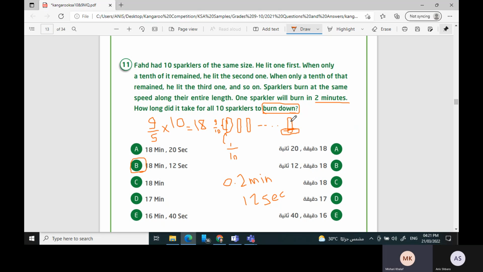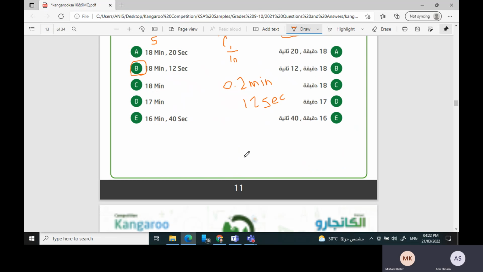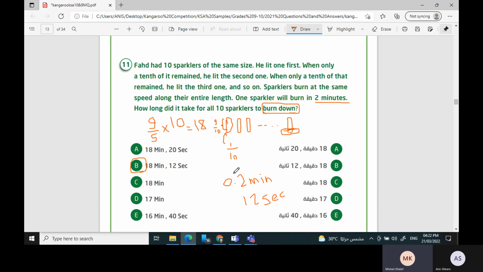Okay? Yes. So in other words, if they told us that they will light each candle when everything is down in the first one, so simply it's going to take 2 minutes. I'm going to multiply with 10, which is 20 minutes. But there's a different technique here. Okay? It's clear now? Yes.